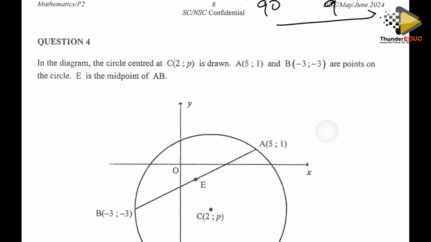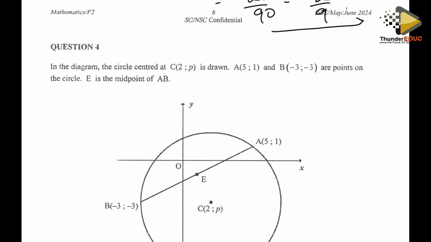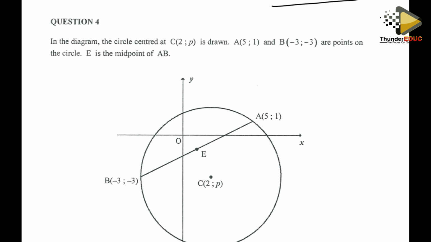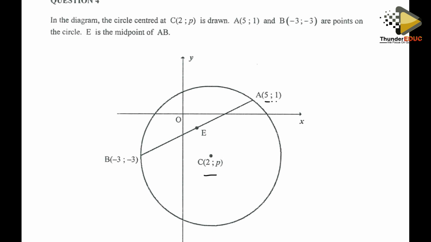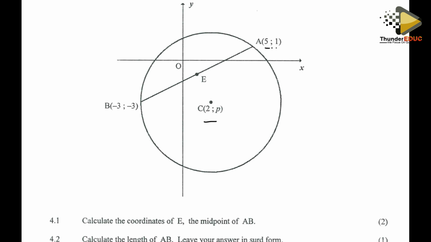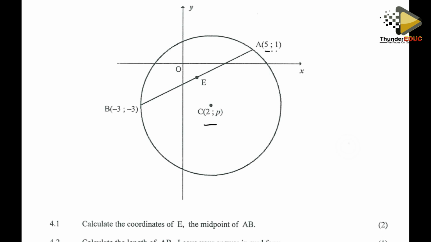All right, question number 4. So question number 4 is telling us that in the diagram, the circle centered at C, which is (2, p), is drawn. A is (5, 1) and B is (-3, -3) are points on the circle. And then E is the midpoint. Then they want us to calculate the coordinates of E, which is the midpoint.